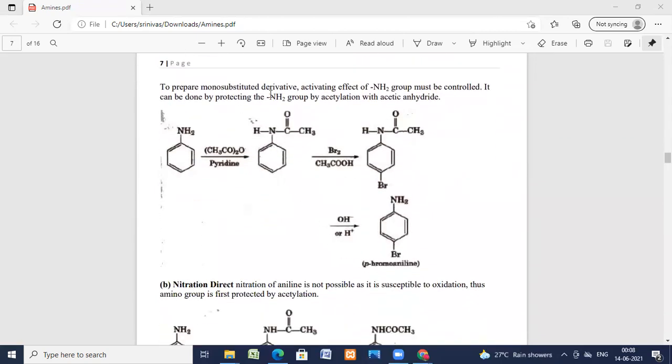To prepare mono-substituted derivative, the activating effect of the NH2 group must be controlled. It can be done by protecting the NH2 group by acetylation with acetic anhydride.